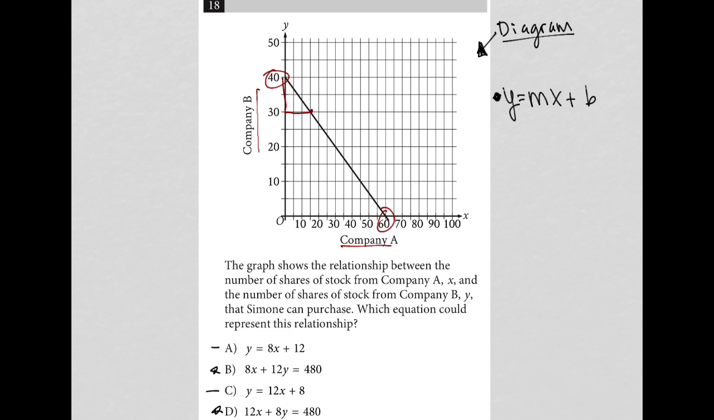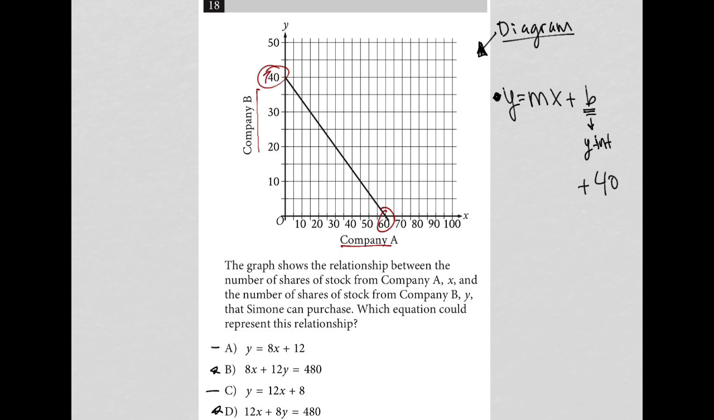So how am I going to use this? Well, first of all, the b value here represents the y-intercept. I know that the y-intercept here is 40. So I know that b is 40. So that's very helpful. So I'm going to just put a 40 here.